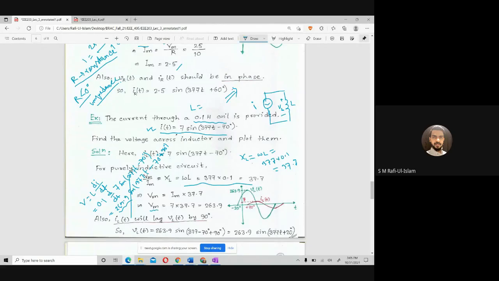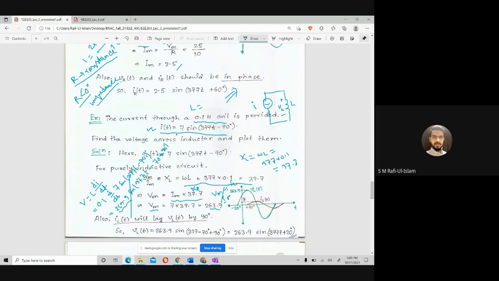So we know the relation, Vm by Im equal to XL or XC, whatever. So I can calculate Vm from here. Vm equal to Im times XC. So this is nothing but the XC. So Im times XC, we can get the maximum voltage.